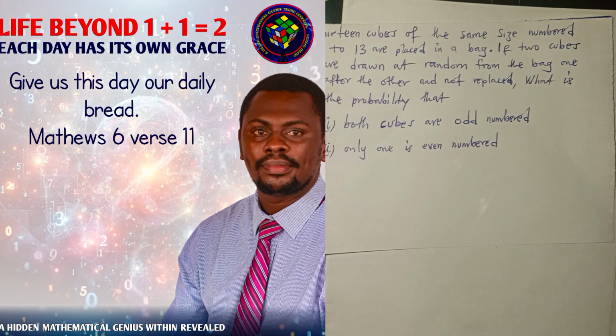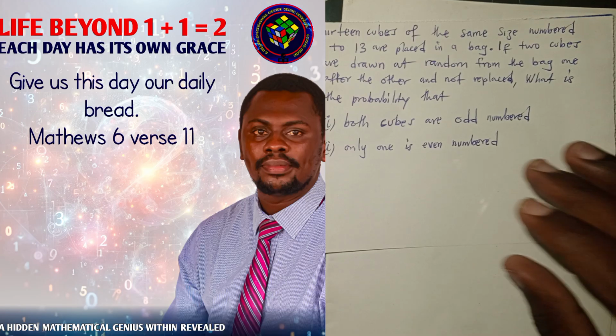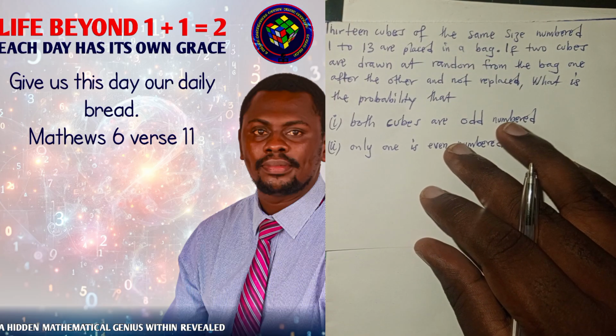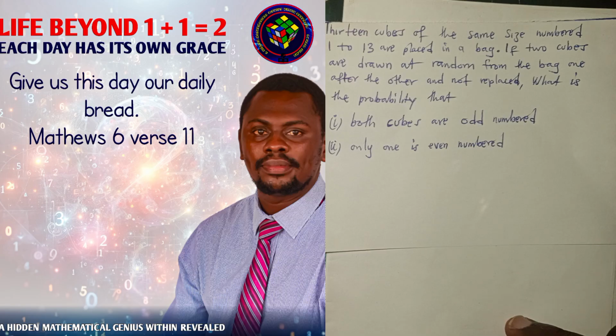So second question, 13 cubes of the same size numbered 1 to 13 are placed in a bag. If 2 cubes are drawn at random from the bag, one after another, and not replaced, what is the probability that both cubes are odd numbered? Okay, so first thing, let's do a tree diagram.